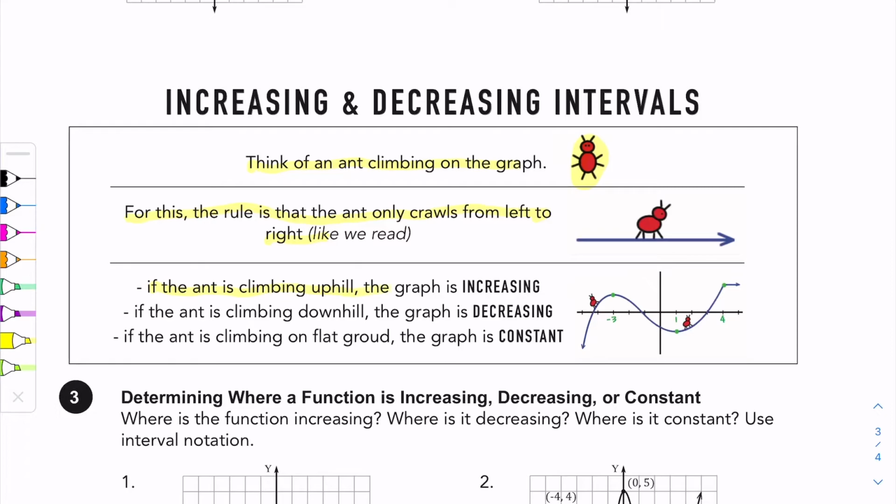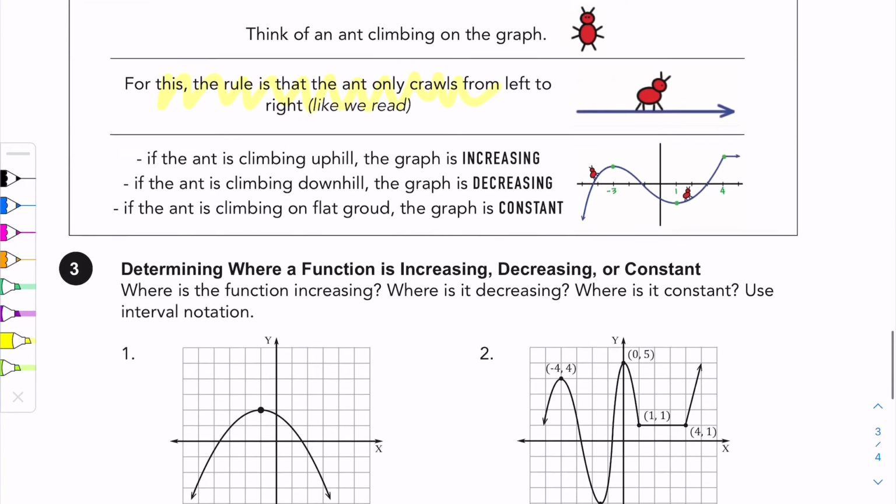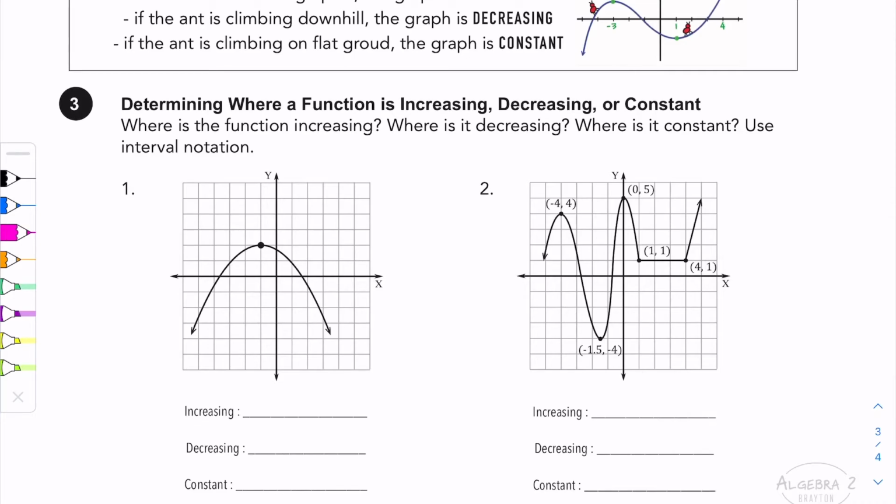If the ant is climbing uphill, then the graph is increasing. If the ant is climbing downhill, then the graph is decreasing. And if the ant is climbing on flat ground, the graph is constant. But remember, of those 3 rules, you have to recall that you're reading from left to right. That's how the ant would walk. If we look at this first graph, we drop the ant in on this graph over here on the left. It would walk uphill till it got to that point, and then it would turn and it would be walking downhill.